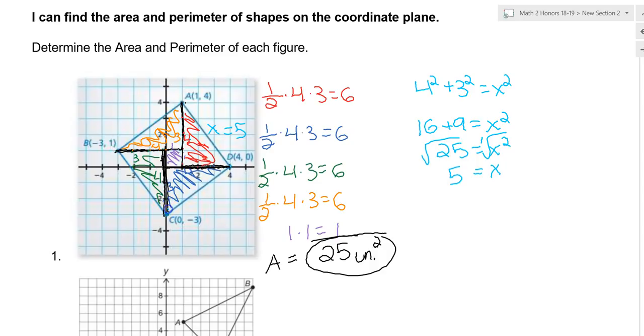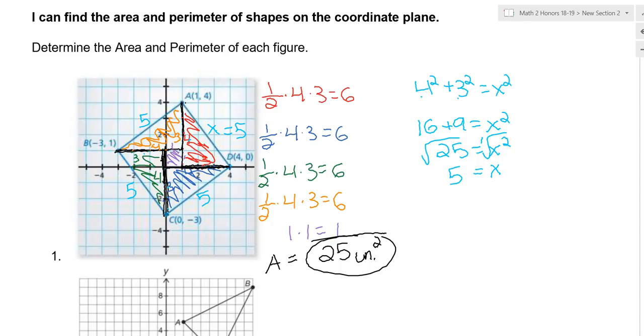Looking at this distance then, it's 4 and 3. I really would not do your Pythagorean theorem again. We just had a side of 4 and 3, so it's going to be the same thing. Don't redo the Pythagorean theorem every time for all 4 sides.